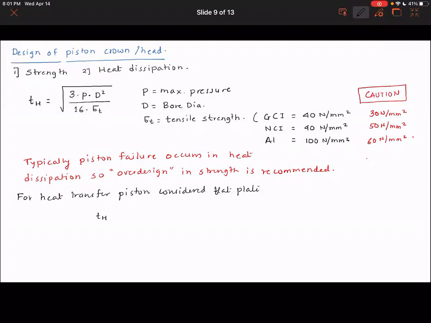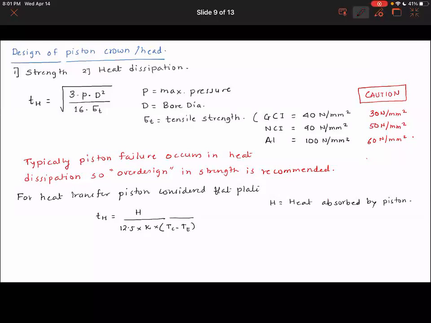And the equation for heat transfer for a flat plate is H divided by 12.5, multiplied by K, that is the thermal coefficient factor, multiplied by Tc minus Te. So what is H? H is nothing but the heat that is absorbed by the piston.